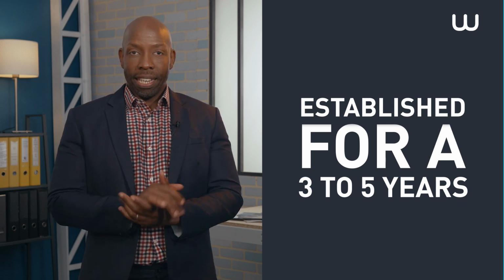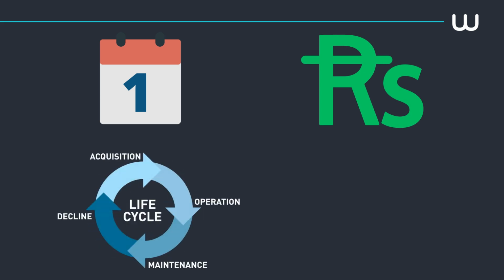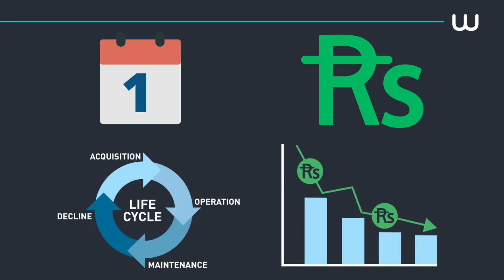For each asset, the following can be found in the table: its installation date, its initial cost, its position along its life cycle, its real value, i.e. depreciated according to the depreciation rate. Let us now look at how a fixed asset register is established.